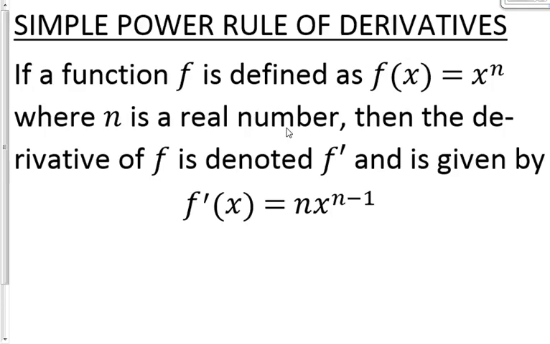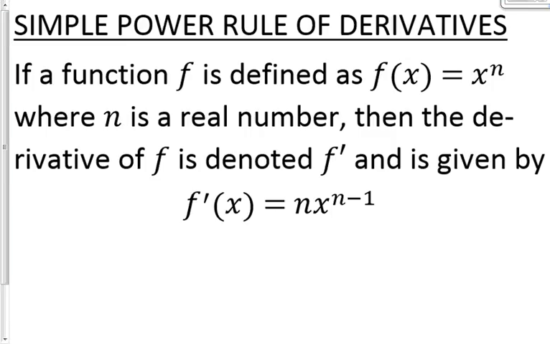Where n is a real number, then the derivative of f is denoted f prime and is given by this expression. So f prime, which is called the derivative of f, is equal to n, which is the original power, the original exponent, times x, the independent variable, raised to the power of n minus 1, one less than the original exponent.